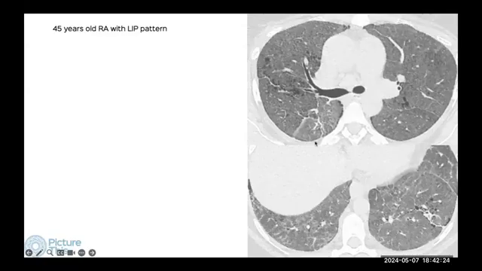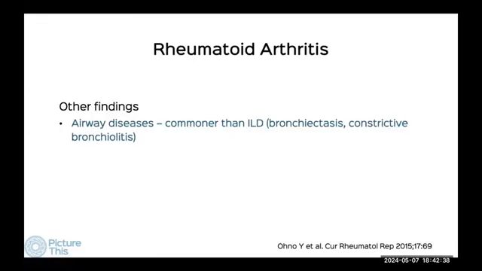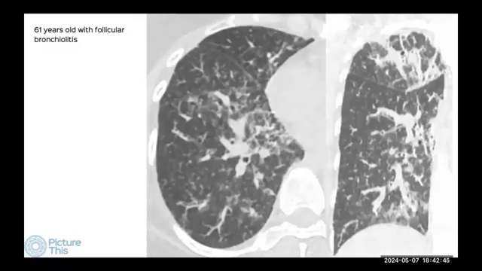And this patient has RA with lymphoid interstitial pneumonia, with perivascular cysts, ground glass, reticular opacities, and a mix of multiple findings that suggest this pattern. In RA, we can get other findings. We can get airway diseases, follicular bronchiolitis, necrobiotic nodules, and drug-related complications.